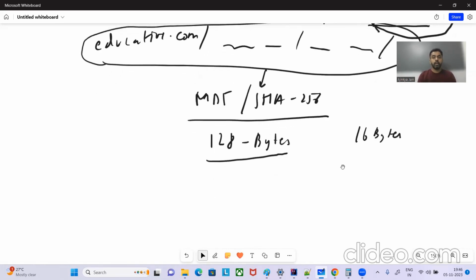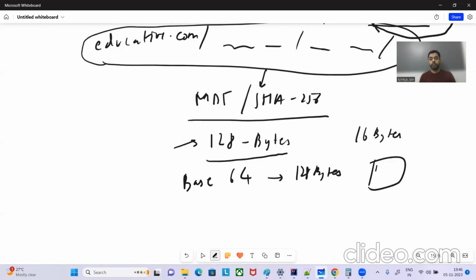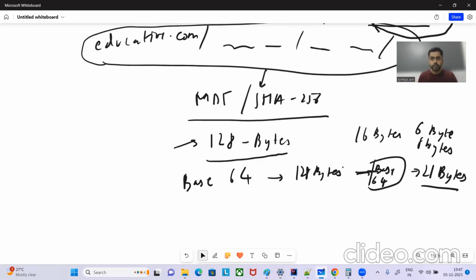Even if we encode this 128 bytes with base 64, it will still be 128 bytes. If we do base 64 encoding, it will still give us max 21 bytes, which is still big. We want at the max 6 bytes or 8 bytes. A short key should be sufficient for us. We don't need this big.